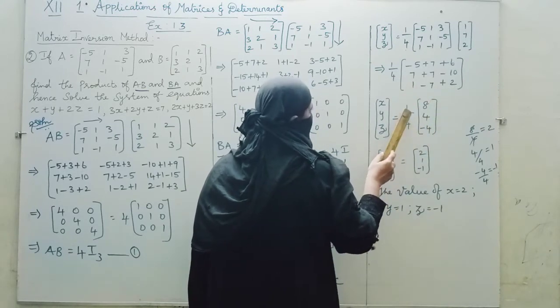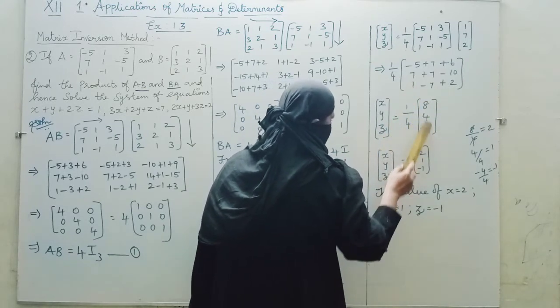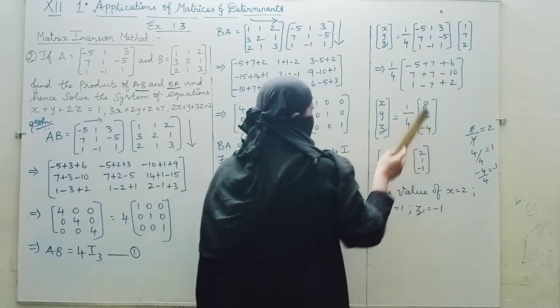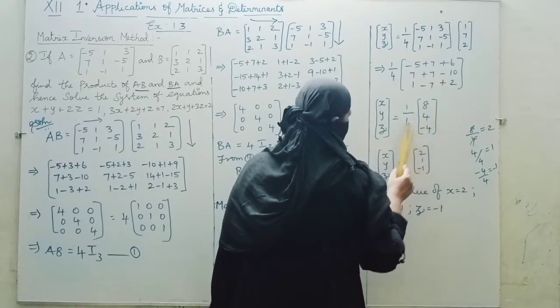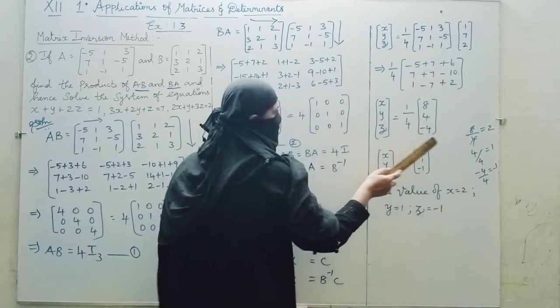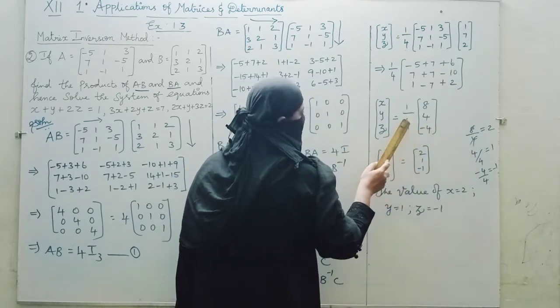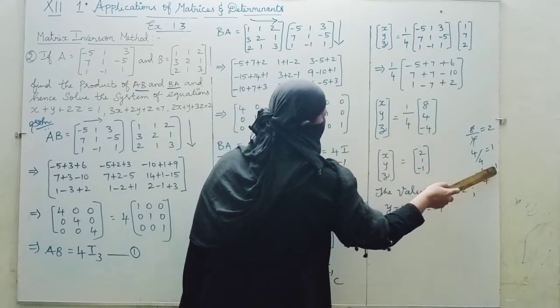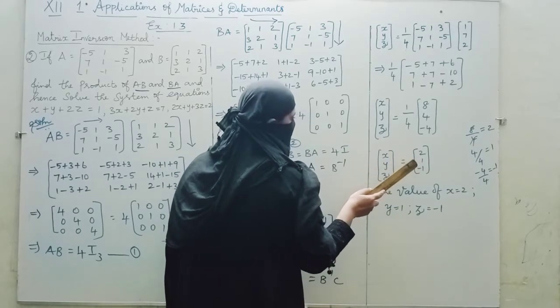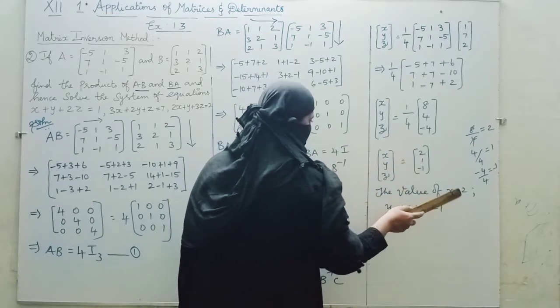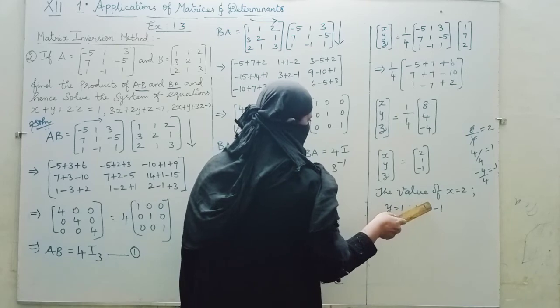Now 1 by 4 outside. Now these are the multiples of 4. All of these come in the 4 tables. If you need, you can divide it in the rough work. 8 by 4 is 2, 4 by 4 is 1, 4 by 4 is minus 1. So the values of x, y and z is 2, 1, minus 1. Hence the value of x equal to 2, y equal to 1 and z equal to minus 1.